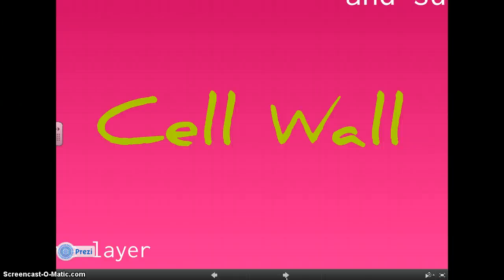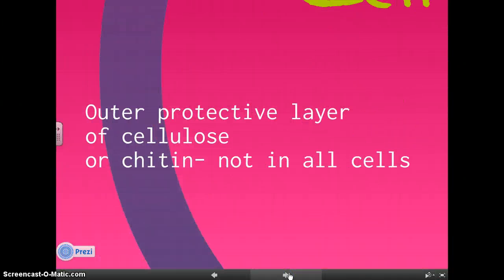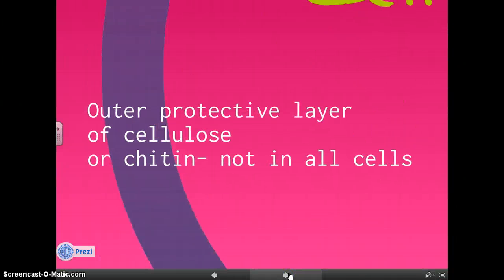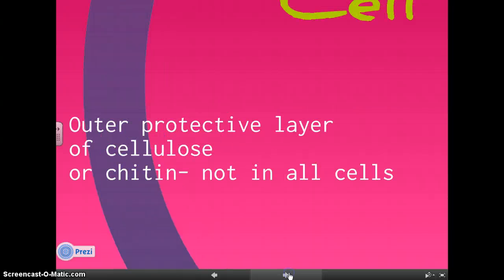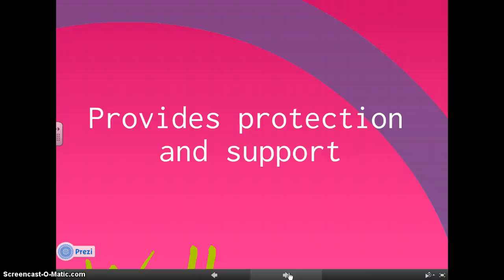So we start with the cell wall. The cell wall is basically an outer protective layer made of cellulose. It can also be made of chitin, but it is not present in all cells. Usually the type of cell you will see a cell wall in is a plant cell. Its function is it provides protection and support. So in a plant cell, it provides protection against bursting from too much or too little water.